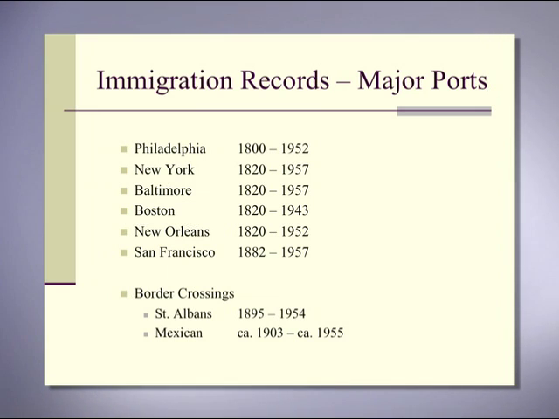We also have some records for our border crossings here at the National Archives. So if your ancestors crossed the border from Canada into the United States, you're going to look at the Port of St. Albans. Those records will start in 1895 and go through 1954. If you have an immigrant ancestor that came from the border from Mexico, then you're going to be looking at the Mexican border crossings. Those records will start about 1903 and run to about 1955.